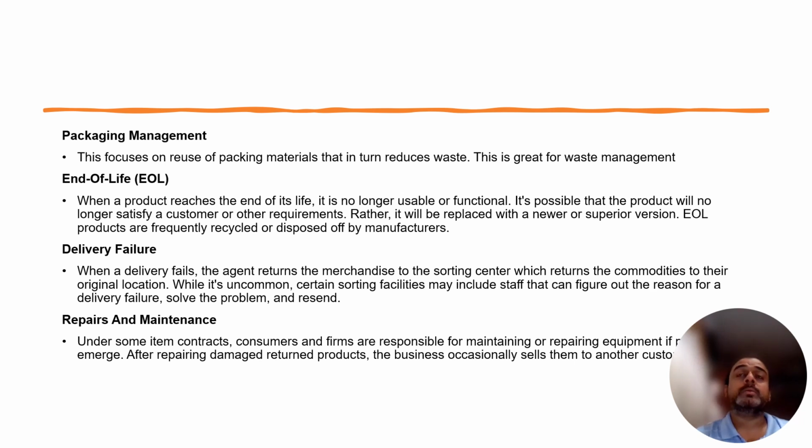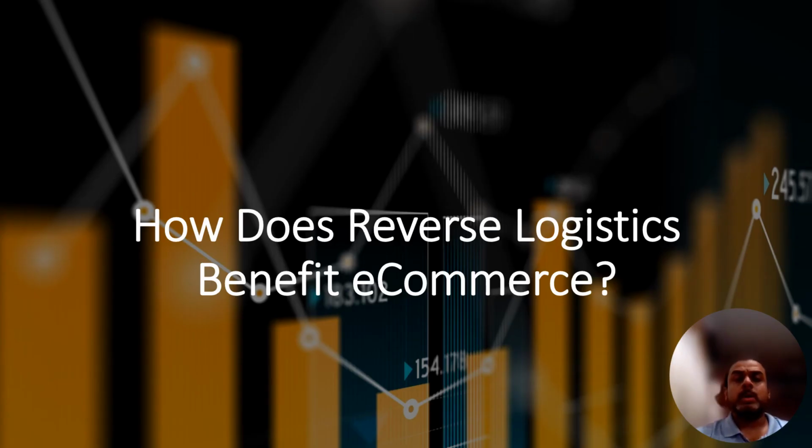Some of the products are delivered to the wrong delivery address, and if this is the case, they are returned to the head office or the main premises from where they are dispatched. And finally, there are some products that are entitled to maintenance and repair under the company's contract. And if these are products after repairing damaged returns, the business occasionally sells them to another customer. So how does reverse logistics benefit e-commerce?